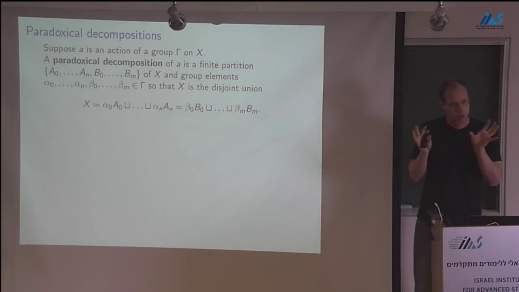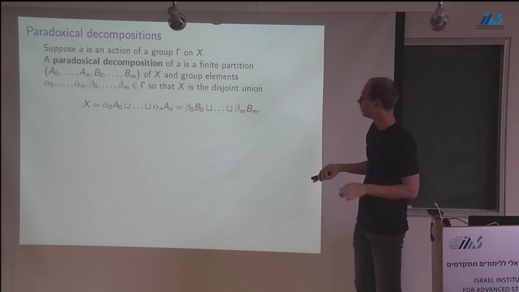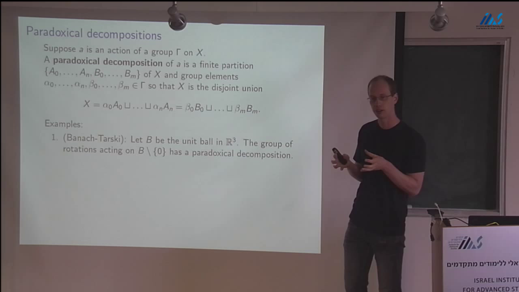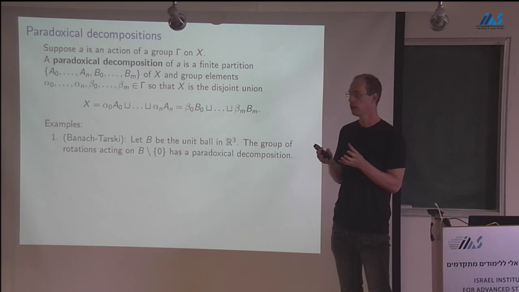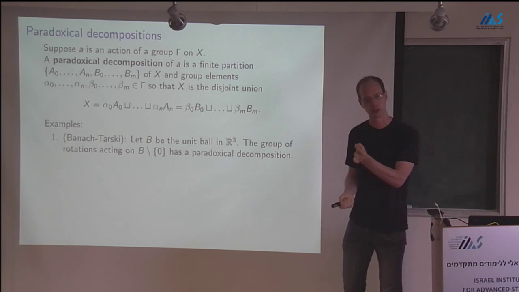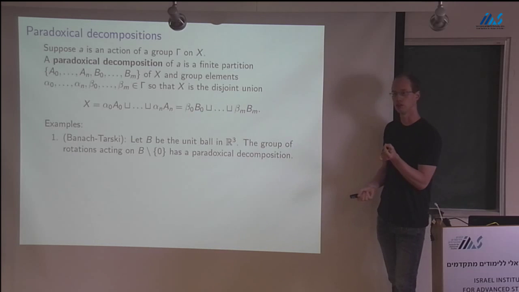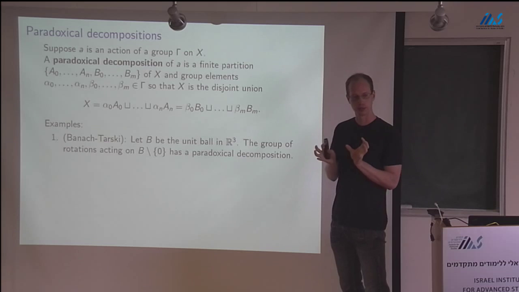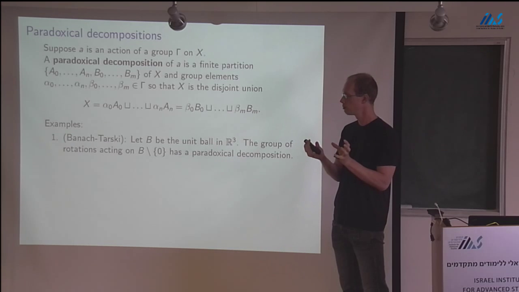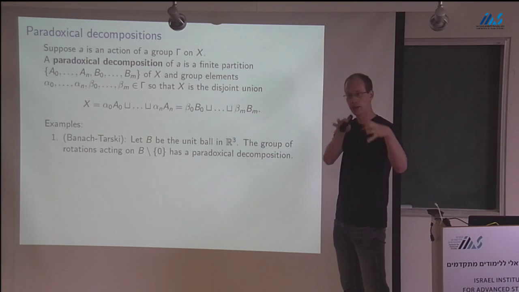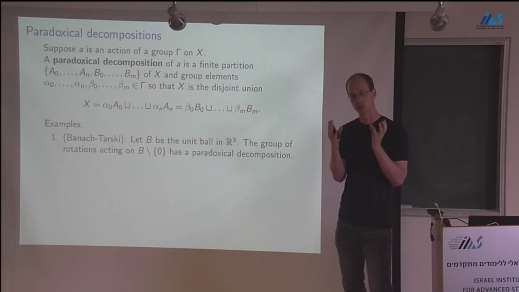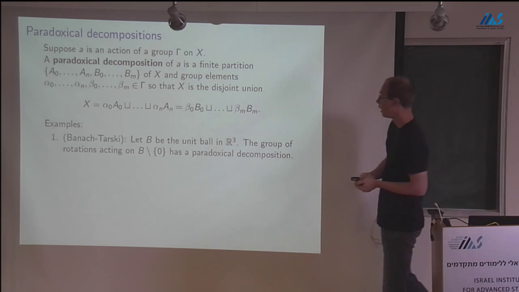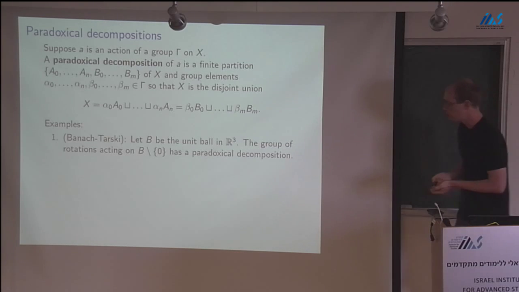Right, so for the Banach-Tarski paradox, for example, the relevant group action here is the group of rotations, which act on the unit ball in R^3 without the origin. The origin would be a fixed point, so we wouldn't be able to do this. But everywhere else, you can take that unit ball, break it up into finitely many pieces, arrange it just by rotations so that half of the partition can be rearranged to the full ball, but so can the other half.